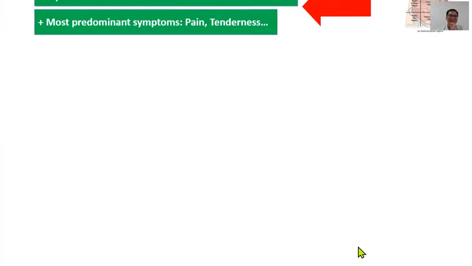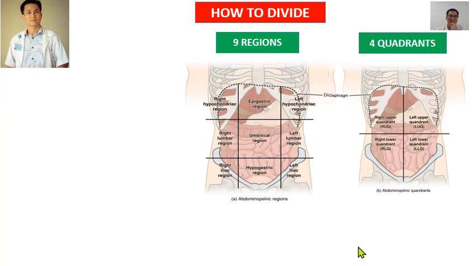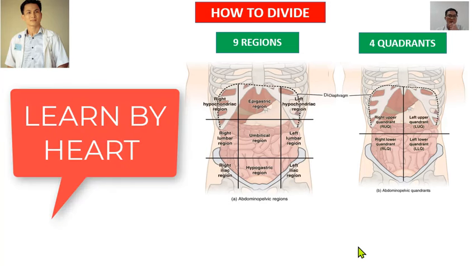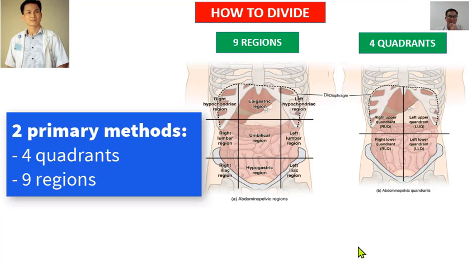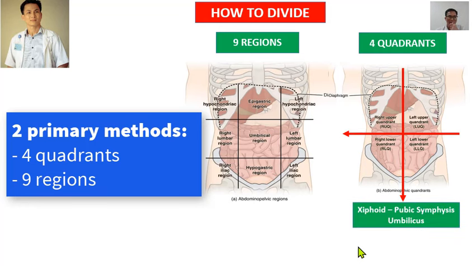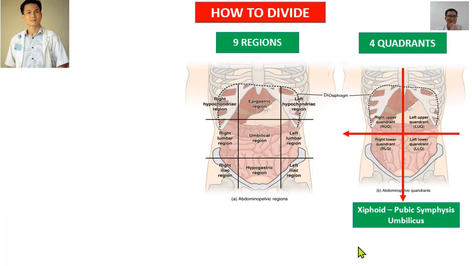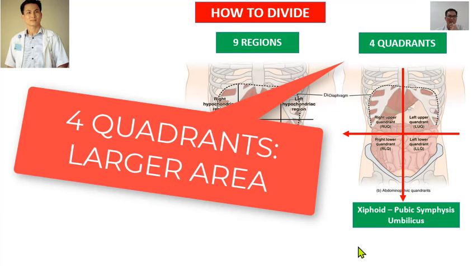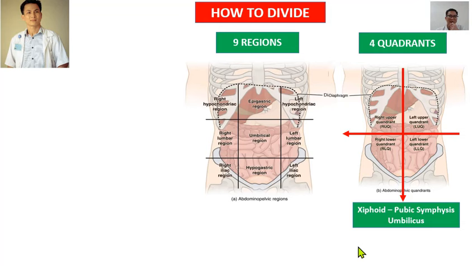Secondly, let's discuss how to divide the abdomen. And of course, we have to learn by heart the organs in every region. There are two primary methods. The first one is to divide the abdomen into 4 quadrants. This method is typically used when symptoms are spread over a larger area. The quadrants are defined by 2 lines, one horizontal line passing through the umbilicus and one vertical line connecting the sternum to the pubic symphysis.